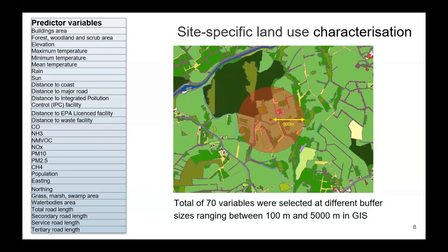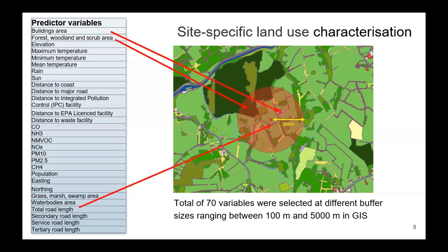We then ran at different buffer sizes. So buffer size was essentially a radius of a circle that we drew around each sample point. You can see in the example, I don't have a laser here, but yeah, the example here in the middle is the red point in the middle was the sample site, and this is a 300-meter buffer around it. So we ran buffers between 100 meters and 5 kilometers.